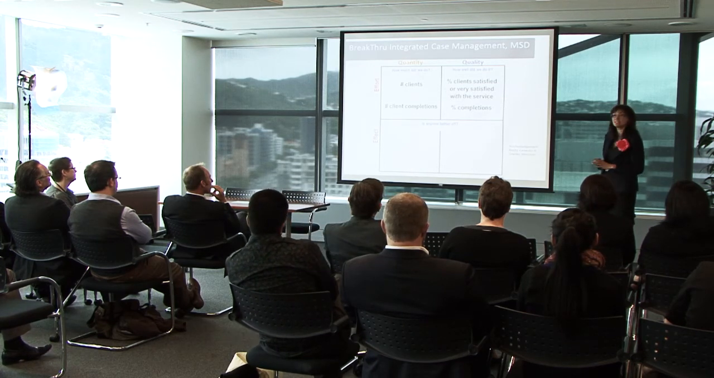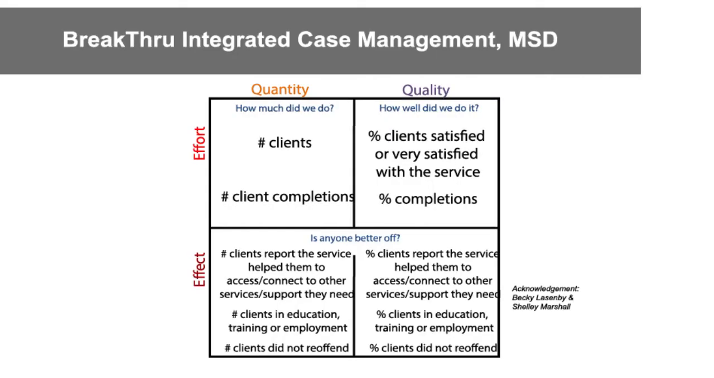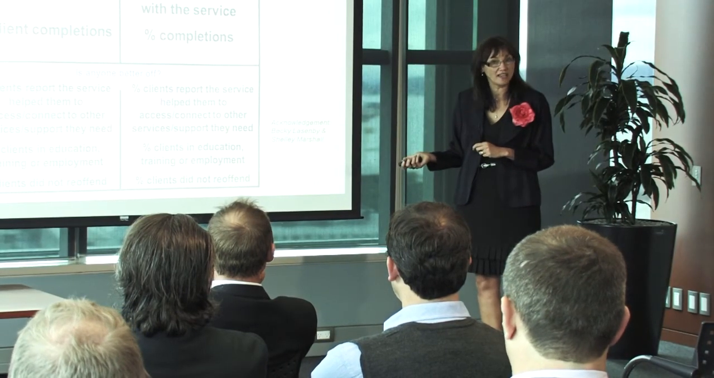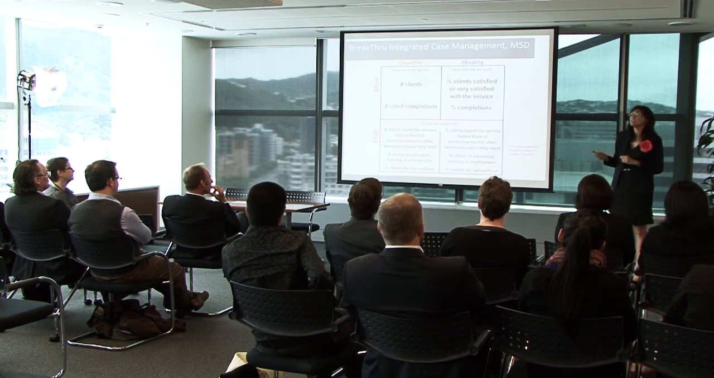And the most important question is anyone any better off? Anyone representing the client, okay? So here we have 3 measures: number and percentage of clients who report the service helped them to access or connect to other services or supports they needed. That's what we call a subjective performance measure. We're asking for the opinion of the client, and it's about whether or not the service actually helped them to do something. We also have 2 objective performance measures here: the percentage of clients in education, training or employment, and also the percentage of clients who did not reoffend. Okay, 2 great better off performance measures in terms of positive behaviour change and potentially whole of circumstance change for those particular youth.